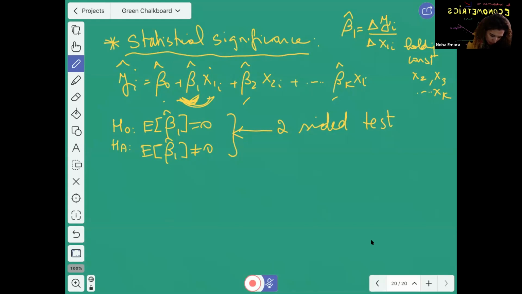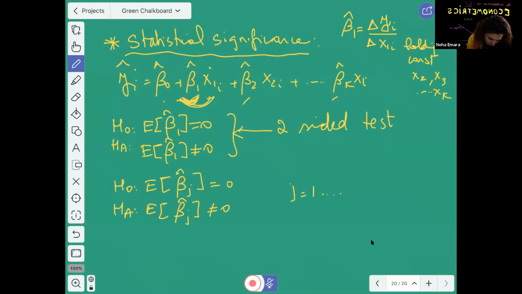So this is for beta 1, but I can also write it in a general form and say, okay, my null hypothesis for each and every beta, let's call it beta j, is equal to 0. And my alternative is that beta j is not equal to 0, where j can be any number up to k, right? It can be any x.